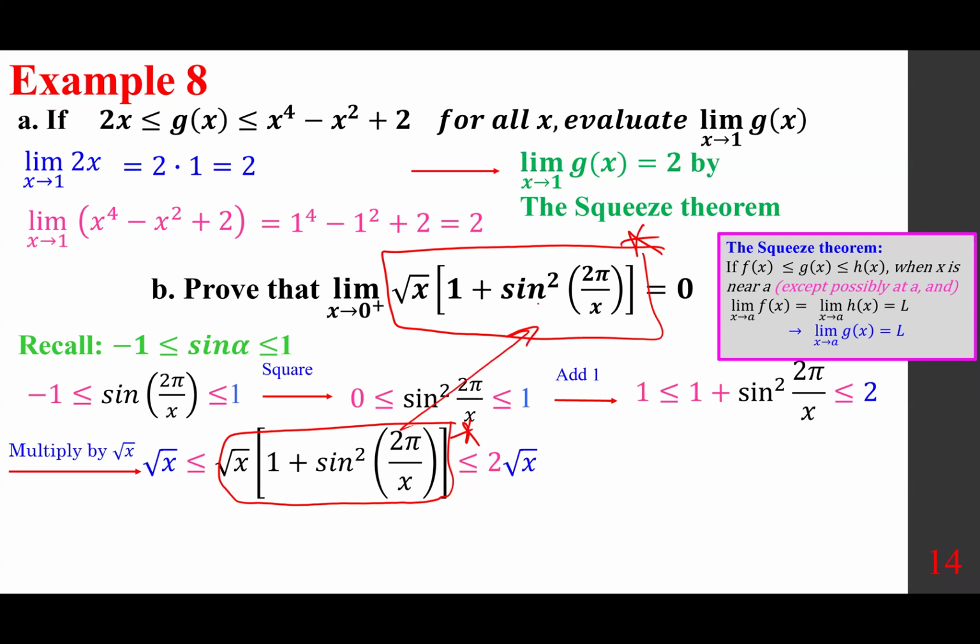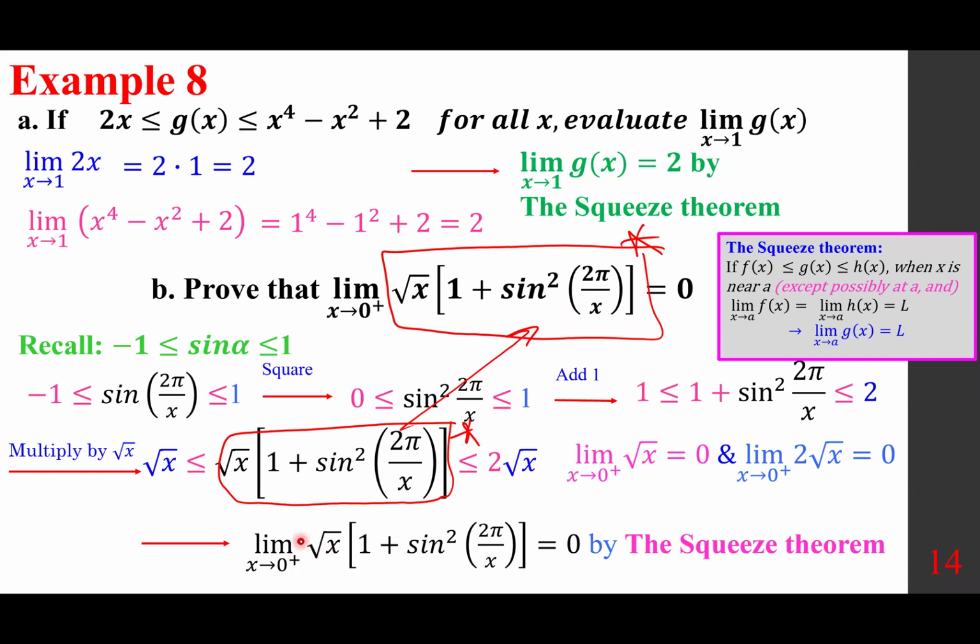And now you are going to apply the squeeze theorem. All you have to do is take a limit of this piece, because this we don't know the answer, but this one we know, and this one we know. The limit of square root of x as x approaches 0 from the right is 0. The limit of 2 times square root of x as x approaches 0 from the right is also 0. And therefore, the limit of square root of x times 1 plus sine squared 2 pi over x as x approaches 0 from the right must be 0 by the squeeze theorem as well.